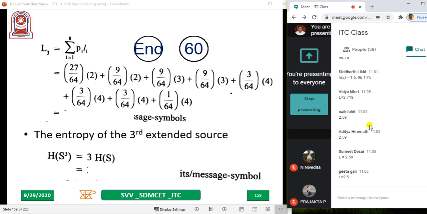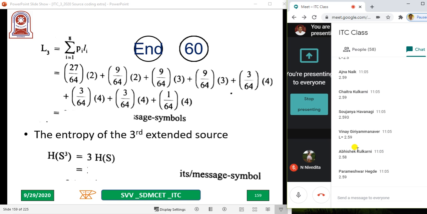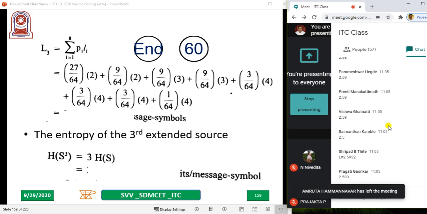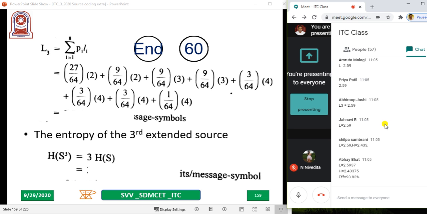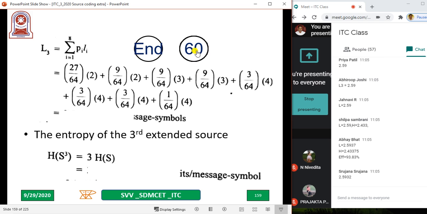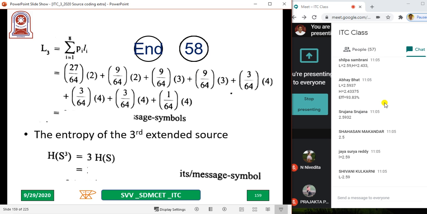2.59, Lohit Nayak, Sumit 2.59, Geeta 2.59, Aditya 2.59, Karthik, Rohit all are getting 2.59, Simran 2.5, Adnya 2.59, Saujanya 2.593, Parameshwara 2.59, Vishwa 2.59, Preeti 2.59, Shripad 2.5932, Abhirup 2.59, same answer. I am sure within another few seconds most of them will get it. H equal 2.4, efficiency 93.83.